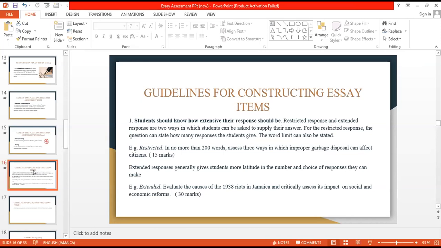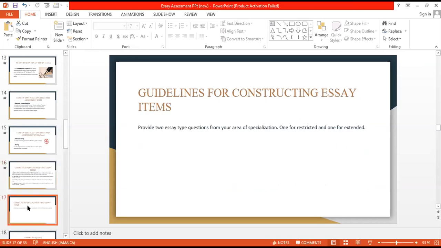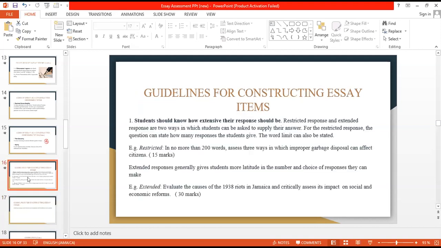Any question on restricted versus extended responses for giving essays? Did you get that example out of the book, out of Popham's book? Kimberly? I'm sorry, Miss, could you repeat the question? I'm asking where you got the examples from. Miss, I was the one who came up with those examples.